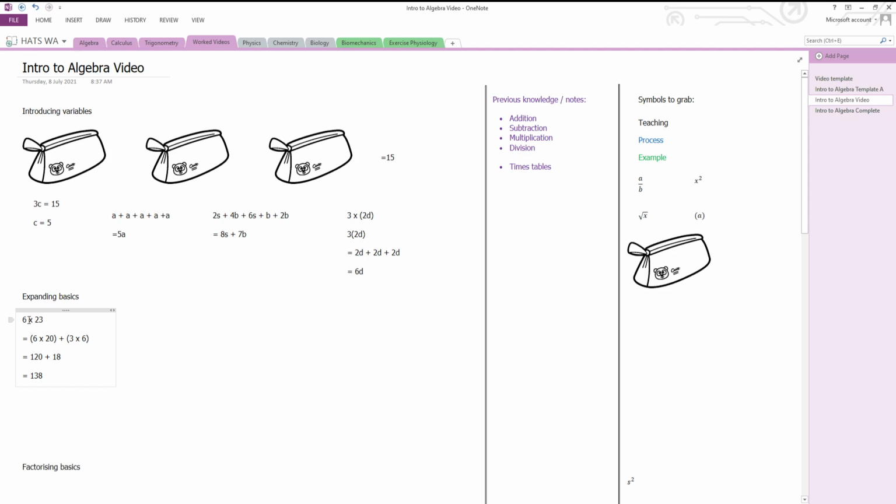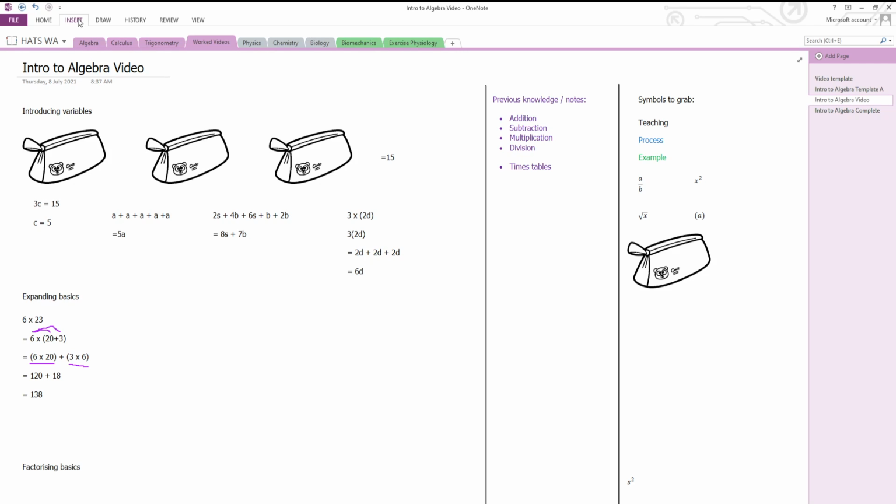So what we're doing is we're saying 6 lots of 20 plus 6 lots of 3. So the way that we can actually rewrite that is we can say 6 times (20 plus 3). And what we need to do is take the 6 and multiply it by both the 20, which we've done down here, and then multiply it by the 3, which we've done down here. And that's going to give us our solution.